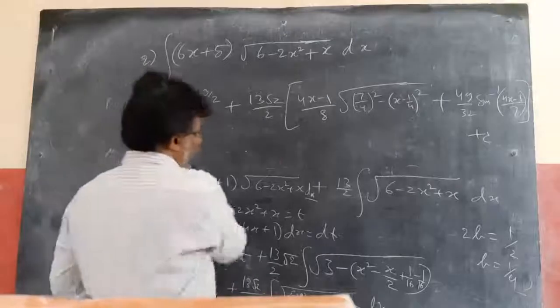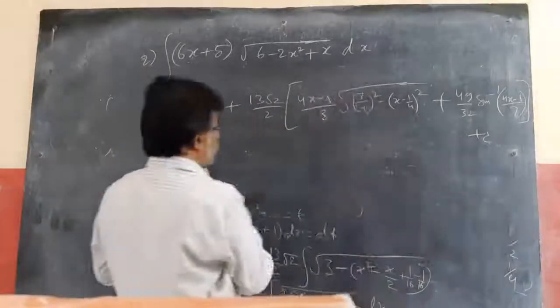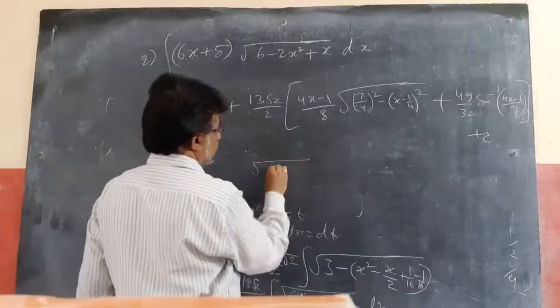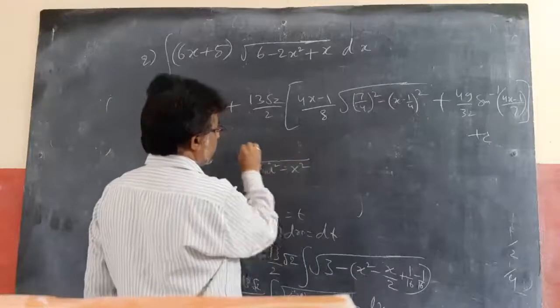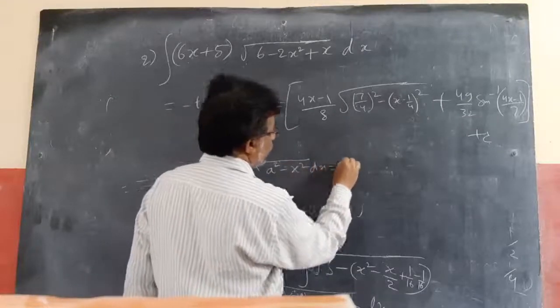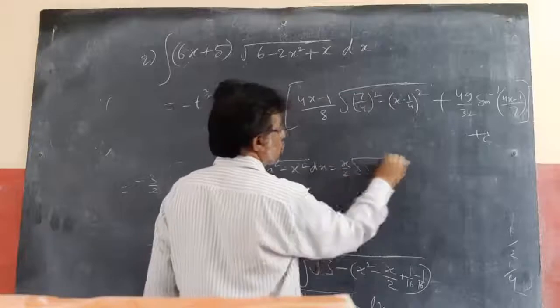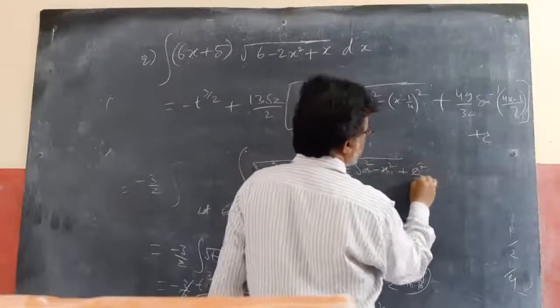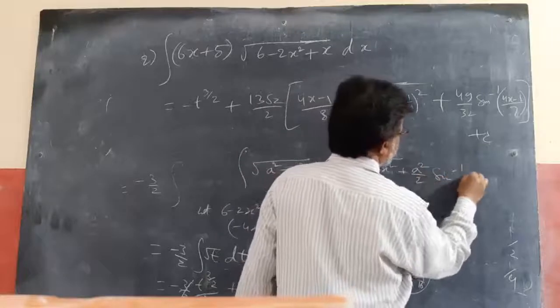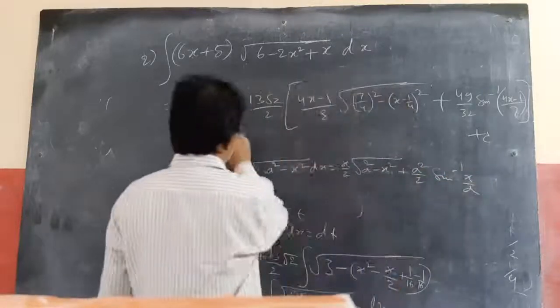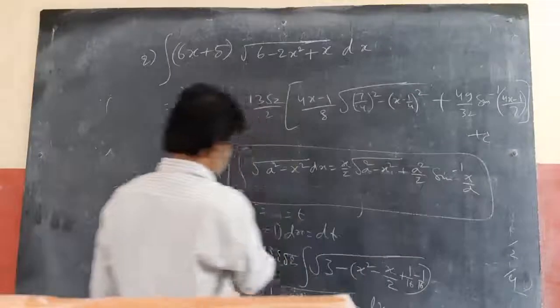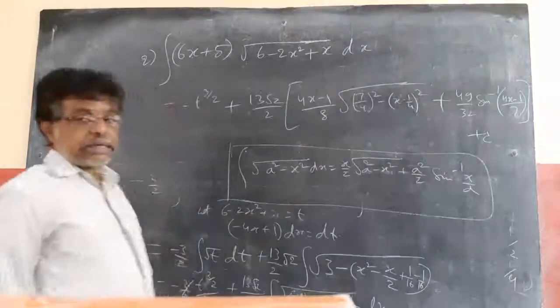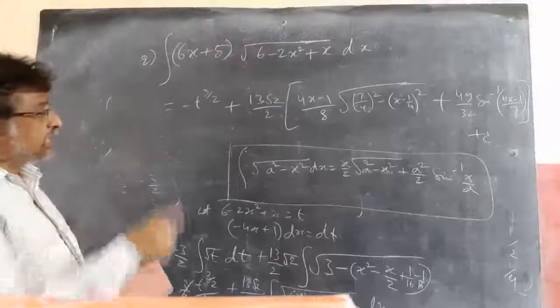Because for the integration of root of a square minus x square, I gave you the formula: x by 2 into root of a square minus x square plus a square by 2 into sin inverse x by a. I used this formula for this part, so I got the final result as that much.